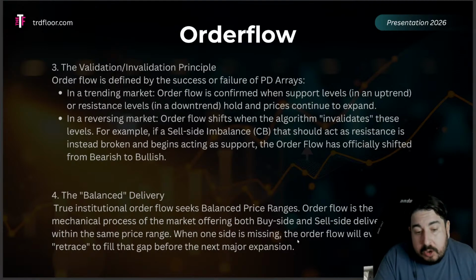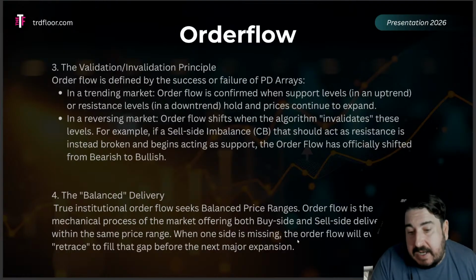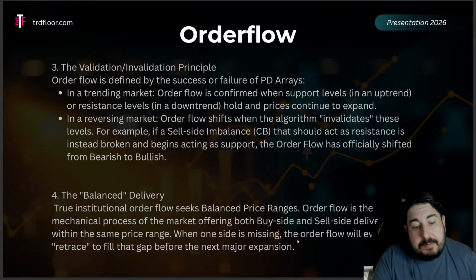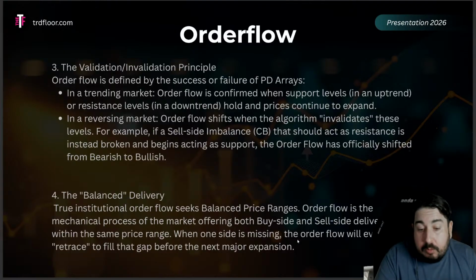True institutional order flow, balanced price ranges. Order flow is the mechanical process of the market offering both buy side and sell side delivery within the same price range. When one side is missing, the order flow will eventually retrace to fill that gap before the next major move.